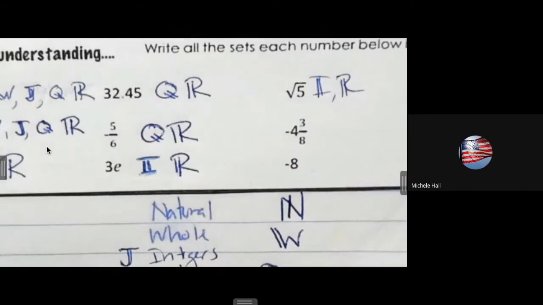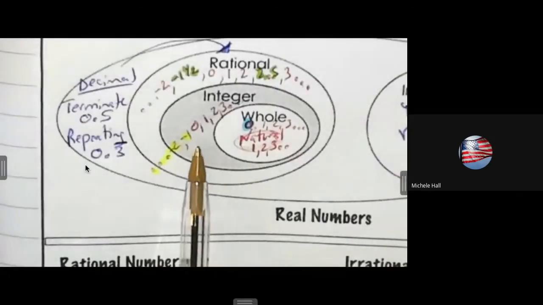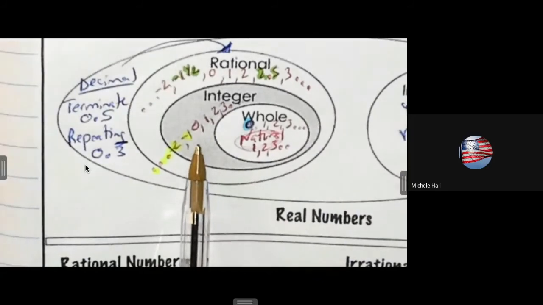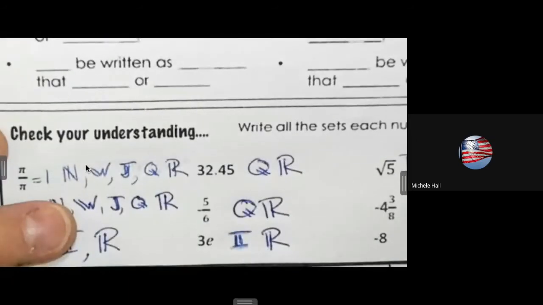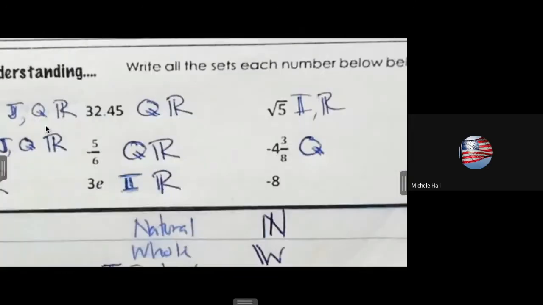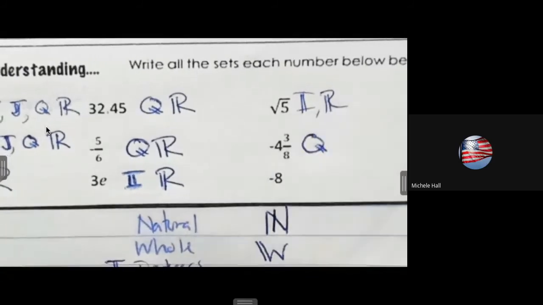-4 and 3/8. Where's the very first place that you see -4 and 3/8? Rational, because it's correct, most people would say. But if I look at integers, do I see any fractions and decimals in the integers? No. Most people would say integers because they see the negative. But there's no decimals and fractions. The first place I see a decimal and a negative would be in rationals. And of course it's real.